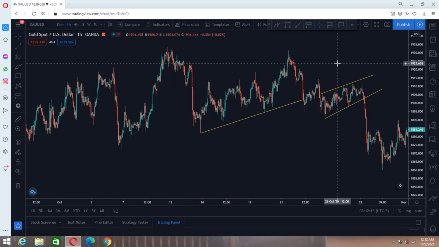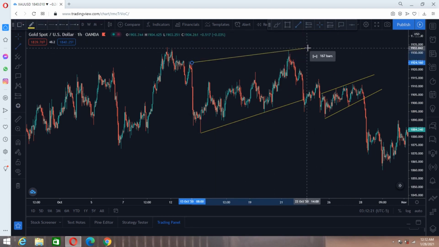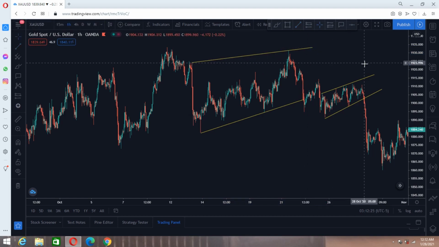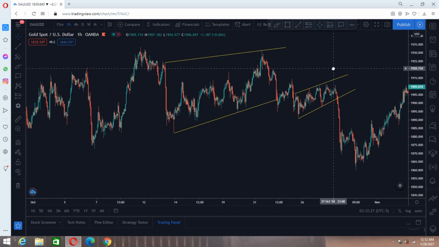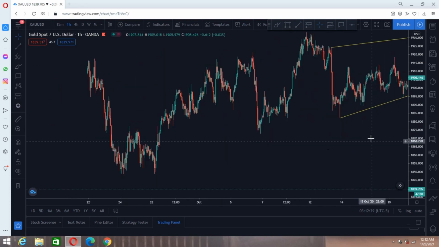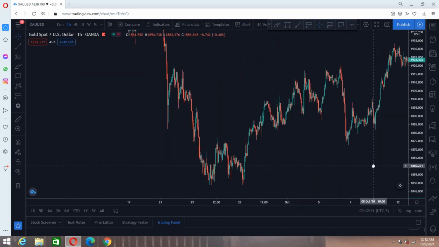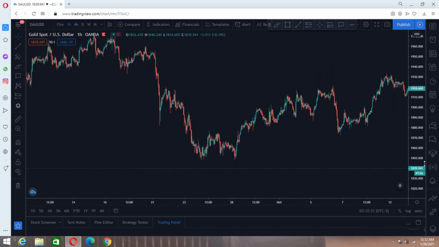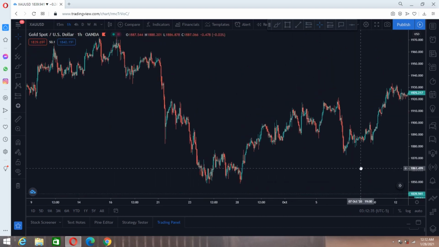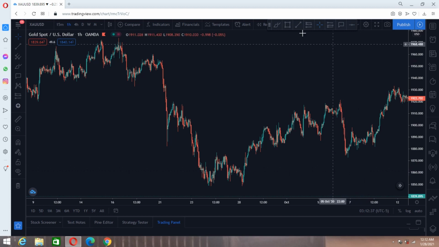As you can see, this is also a reversal pattern to the downside. The pair we're checking here is gold. It's gold. Here is our continuation pattern. This is our continuation pattern.